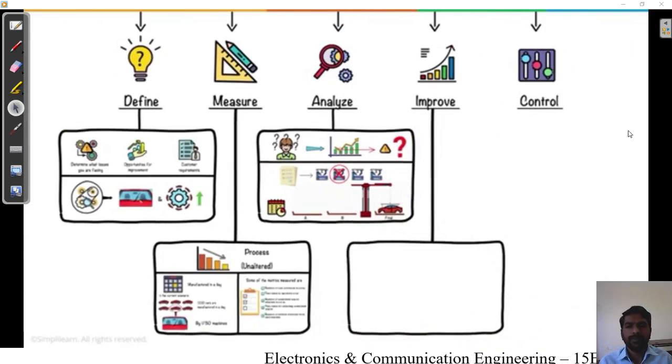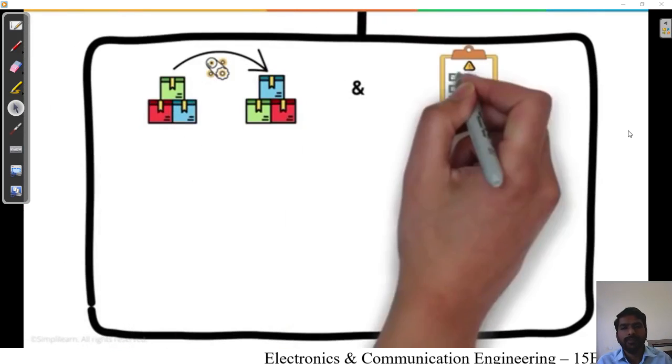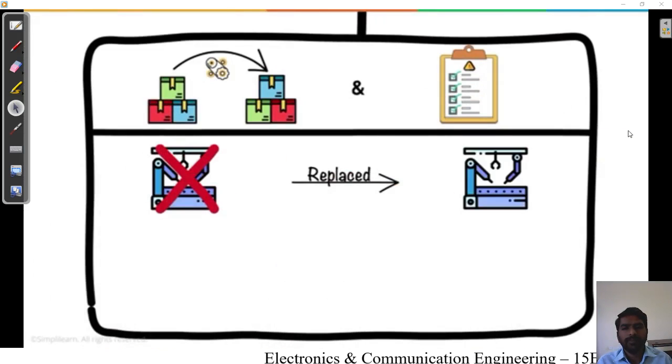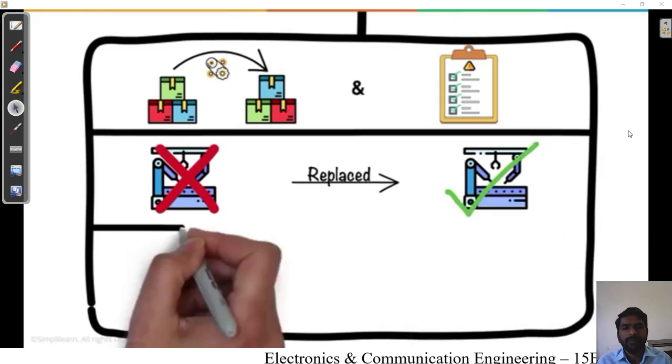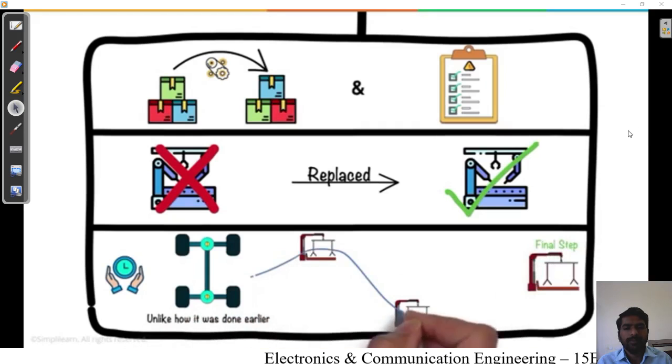Next, in the improve phase, you make changes to the manufacturing process and ensure the defects are addressed. You replace the faulty machines that installed the windshield wiper with another one. You also find a way to save time by attaching wheels on the frame in the initial stages of the manufacturing process, unlike how it was done earlier. Now the car can be moved across the assembly area faster.